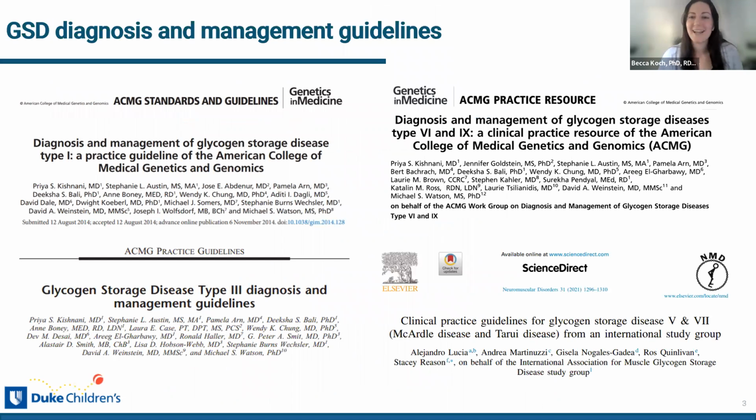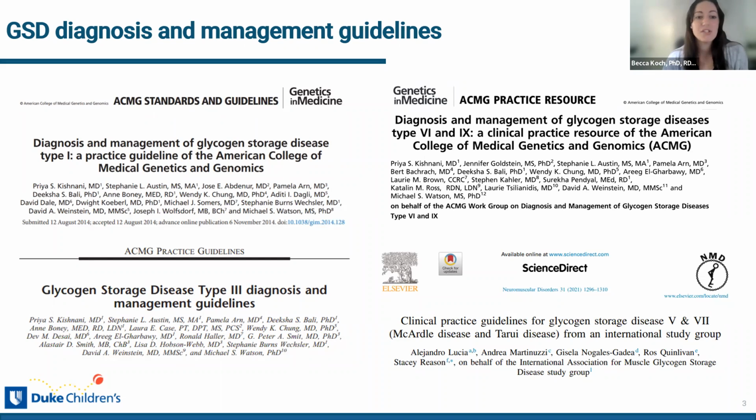So clinical practice guidelines in the GSD space are nothing new. In fact, there are multiple guidelines that address the diagnosis, management, and treatment of GSDs, including for GSD 1, 3, 6, and 9, and most recently for 5 and 7. These guidelines are designed to address all aspects of the GSD specific care, including the journey to diagnosis, key approaches to management, and considerations for treatment approaches where applicable.